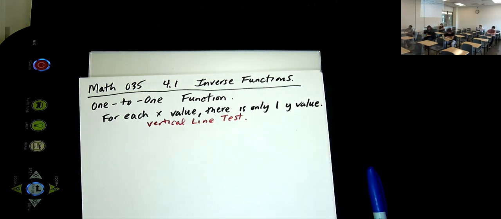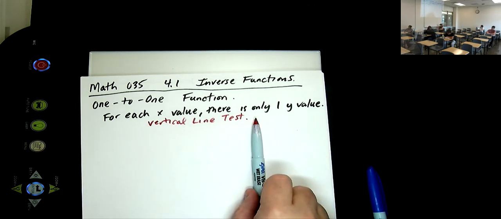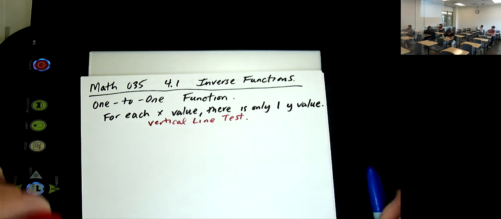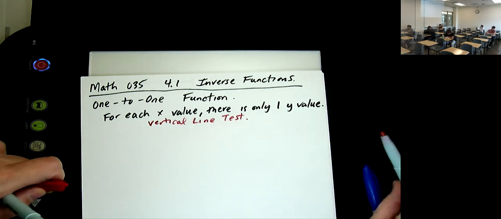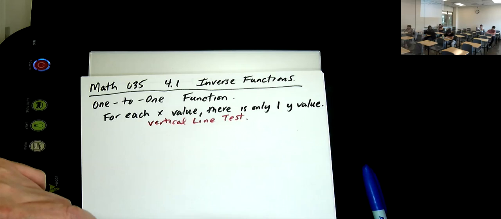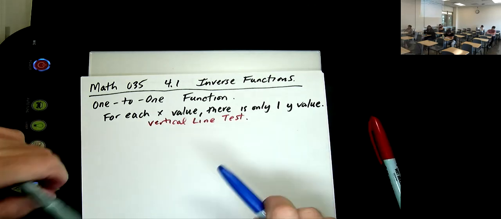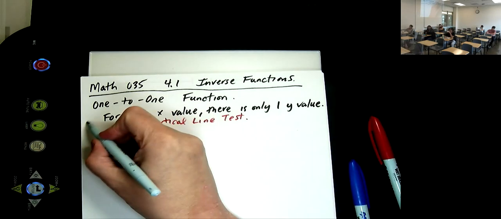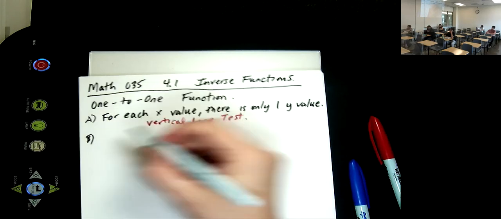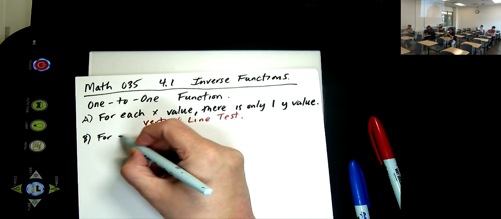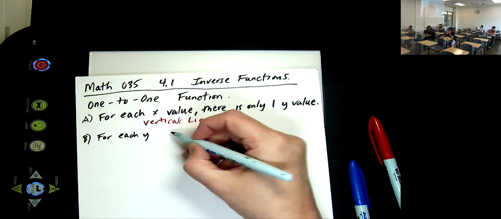The vertical line test is when we draw a line over the graph, and we never cross the graph more than once. So there's only one y value for each x value. The other part of a one-to-one is that for each y value, there is only one x value.